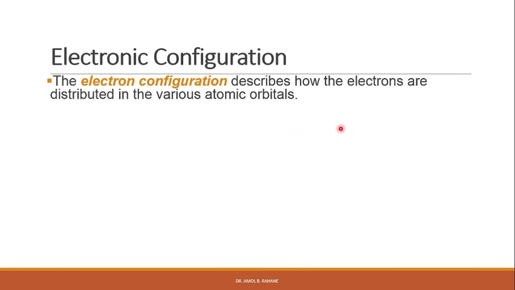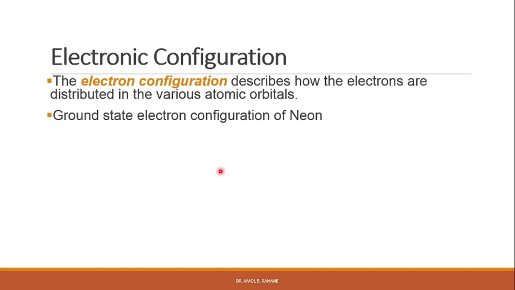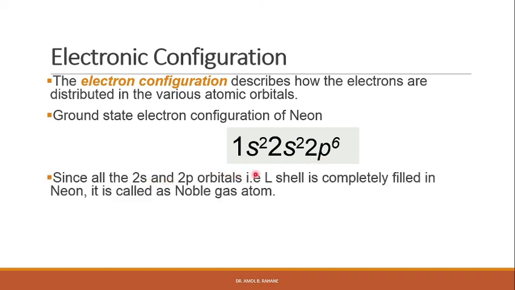The electronic configuration describes how the electrons are distributed in various atomic orbitals, right? So the ground state electronic configuration of neon is 1s2, 2s2, 2p6. That means 2 electrons in the 1s orbital, 2 electrons in the 2s orbital, and 6 electrons in the 2p orbital. Since 2p has a maximum capacity of 6 electrons, the 2s and 2p orbitals in the L shell, that means the n equals 2 shell, are complete. That means neon is called a noble gas atom, because its outermost shell, that is the L shell, is completely filled.